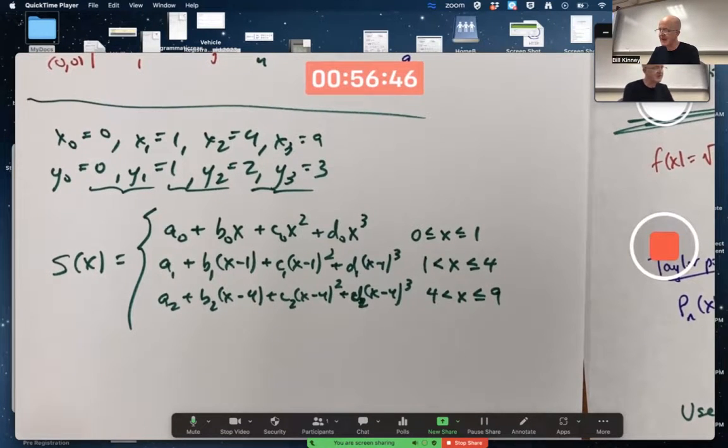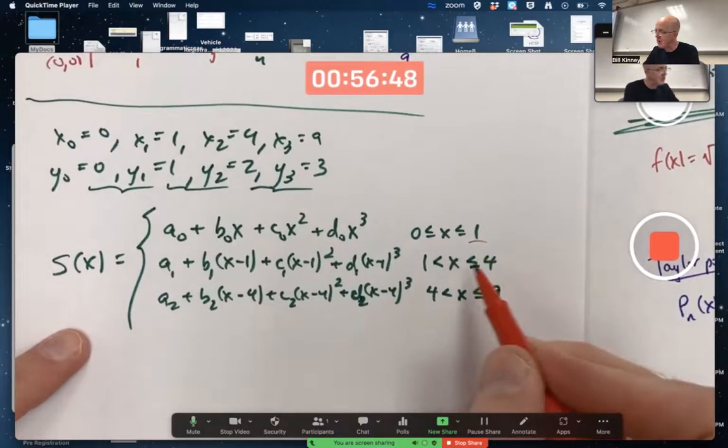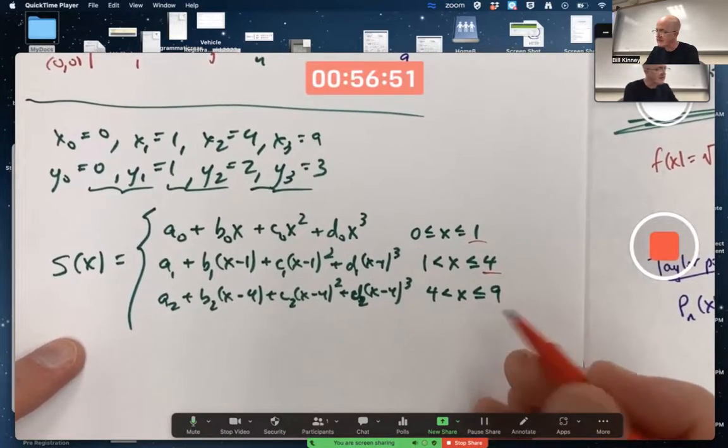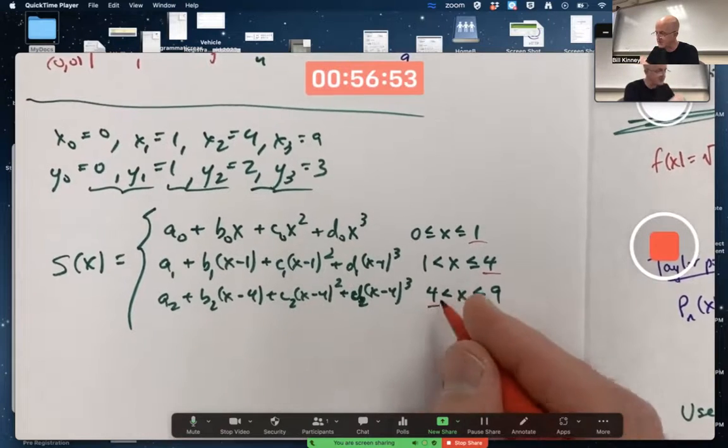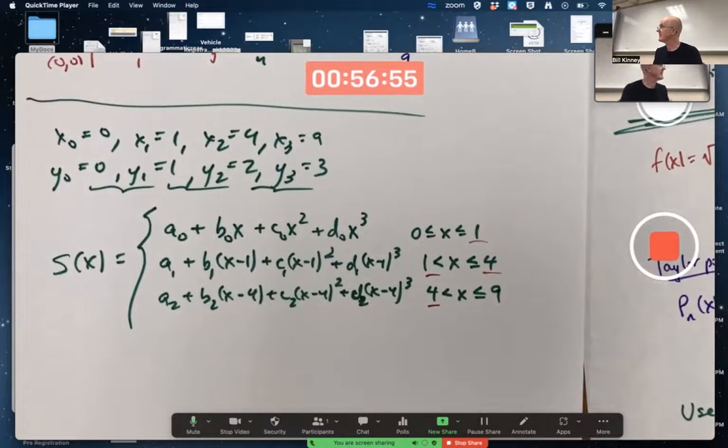You want the function values at the nodes 1 and 4, where these match up, to match. You want the function values to match up in a nice way. You want the derivative values to match up. And to be even more nice, you want the second derivative values to match up. We have 12 unknowns here that we have to solve for. We're going to need 12 equations ultimately.